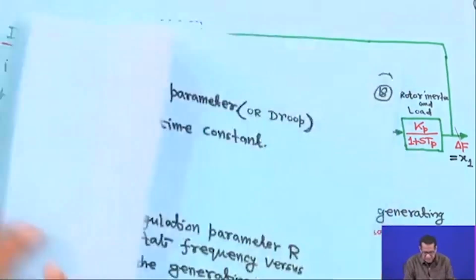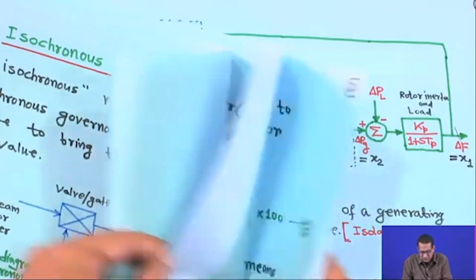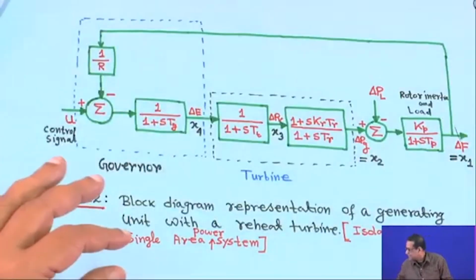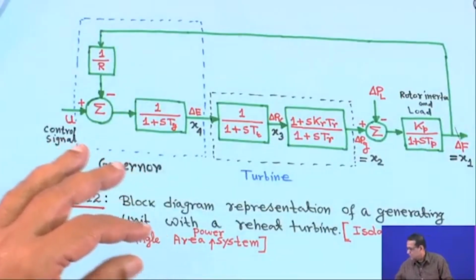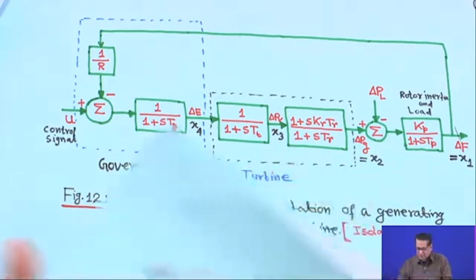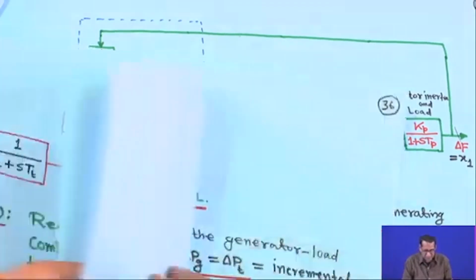This is your speed regulation parameter R. Just hold on, such that you will have a good feeling about how we actually develop the model. Just hold on, let me make it once again here. So, this is your turbine part, first let me show you.